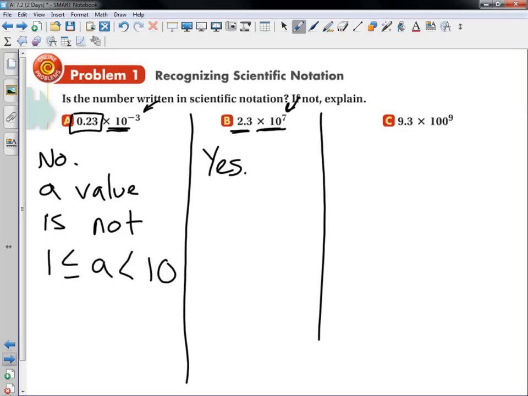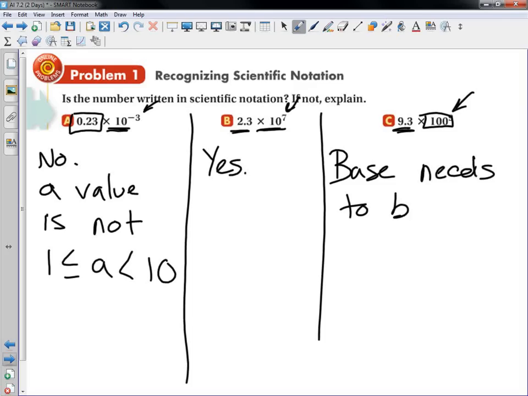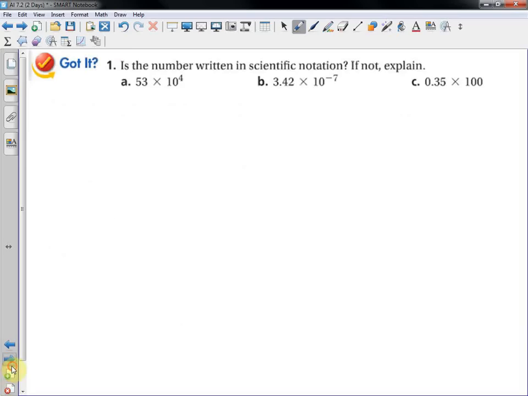Last one. Well, A value still good. Exponent looks good, but what about my base? The base here is 100, where in scientific notation the base needs to be 10. All right, 10, not 100. Always 10, never anything else in scientific notation. Here's 3 for you to try. If you need help, refer to the previous problem, your notes, or the book.